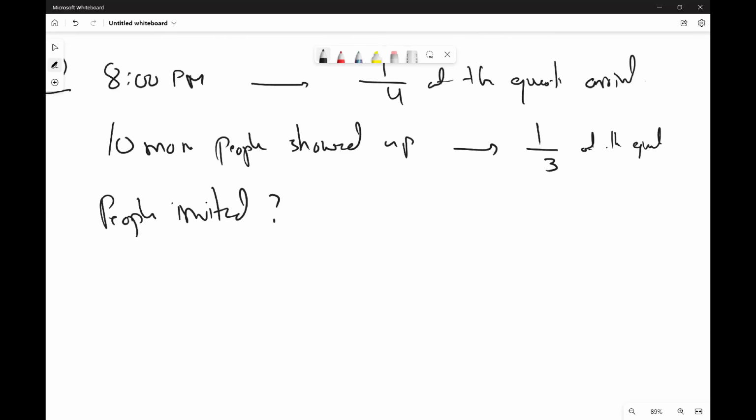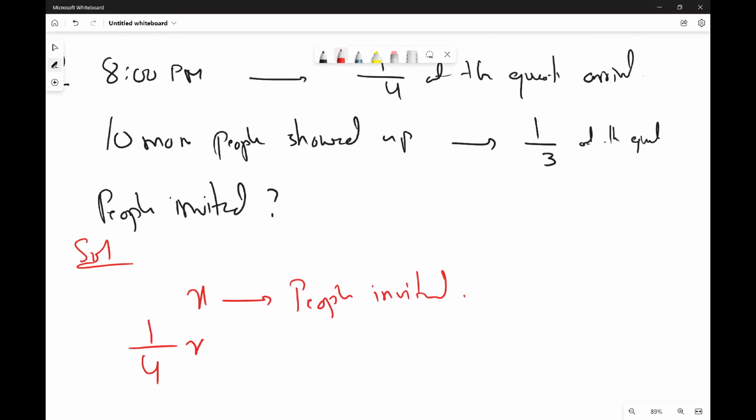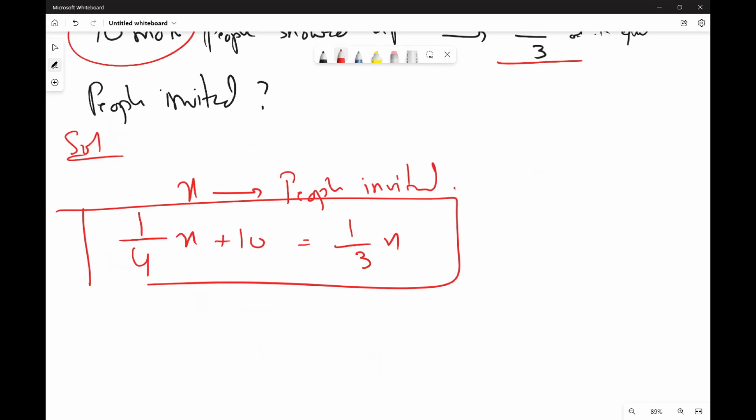So now let's write X as the number of people invited. अगर हम कहते हैं X number of people invited है, तो 1 by 4 of X arrive हो गए at 8, right? So 1 by 4x people at the beginning. अगर इसमें 10 लोगों को और ऐड कर दिया, let's add 10 more people. So adding 10 more people would bring the ratio to 1 by 3x, right? Expression बन गया. So you've translated this expression now. 1 by 4x plus 10 is 1 by 3x.